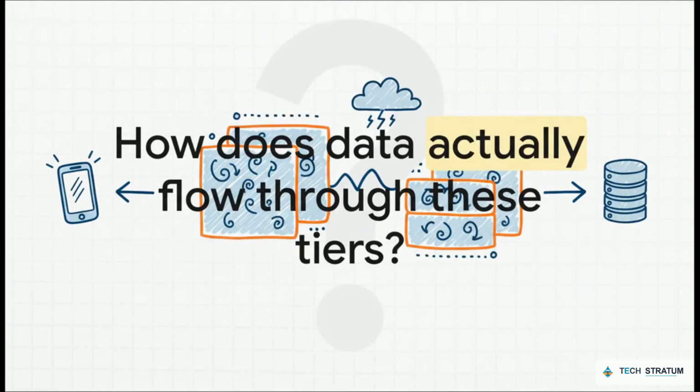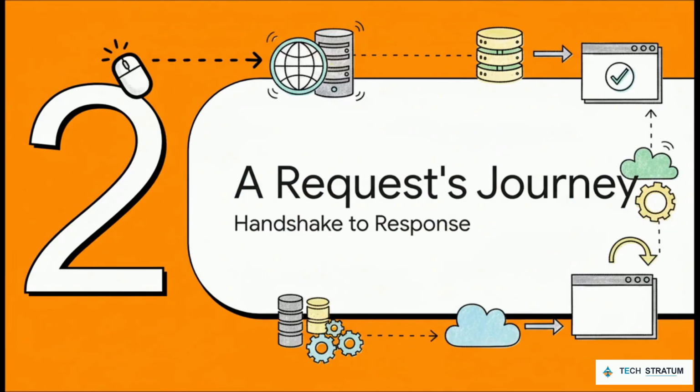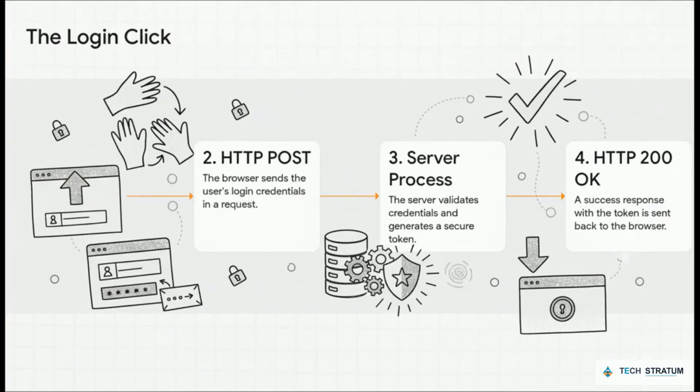Okay, but that's the 30,000-foot view, right? That's the map. So what happens on the ground? How does your data actually flow through these tiers in a real-world system? Let's do it. Let's follow that journey. We're going to trace one single request from the second you click that button to the moment you see something change on your screen. Let's say you click login.